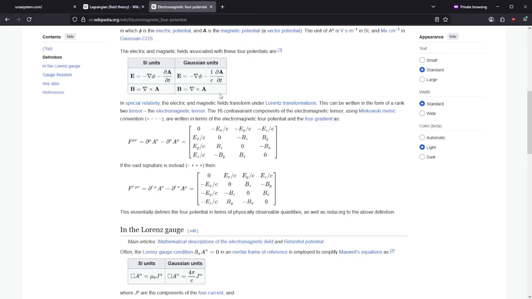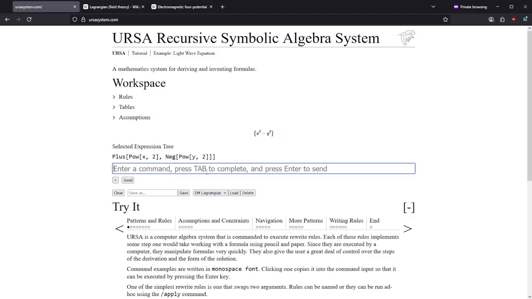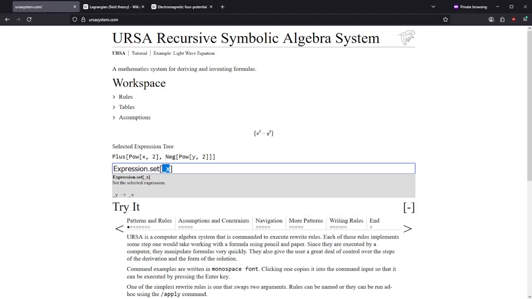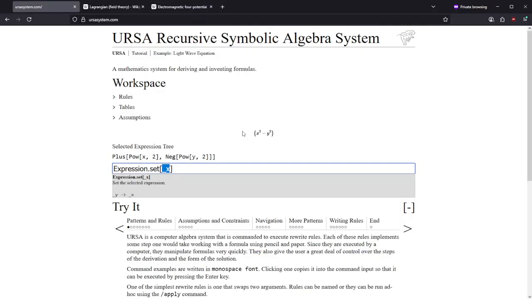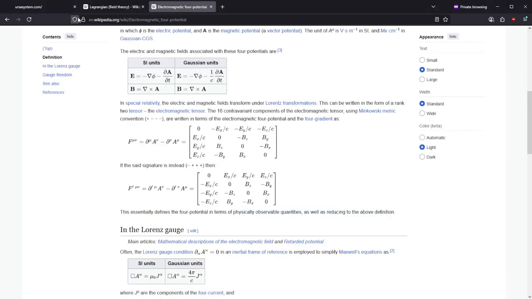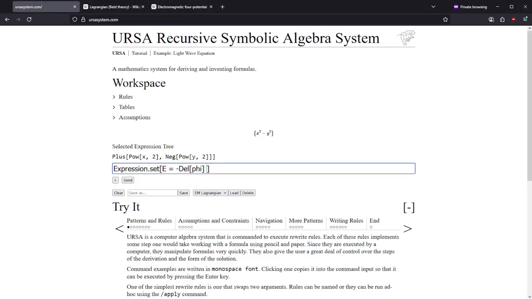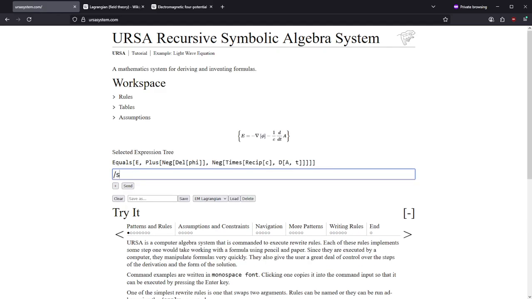So the first thing that I'm going to do is enter these definitions, just these two things. I'm going to do that by setting my expression to each of them and then using a command to save it as a definition. So I'm going to set E equals negative del of phi minus 1 over c times the time derivative of A. And then I will use /save equality E.